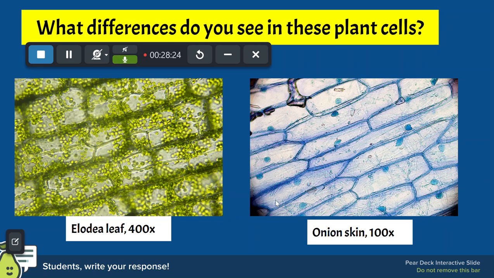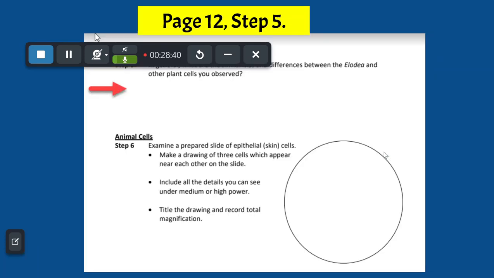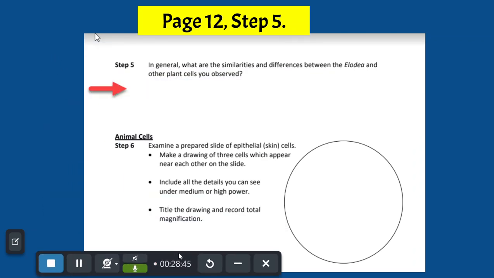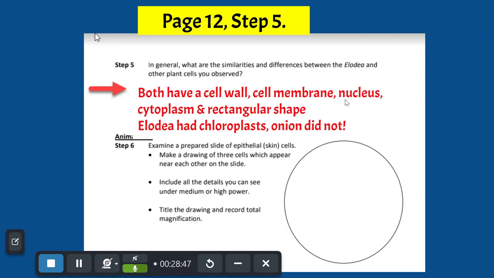And if we want to think about differences, well, our Elodea is green and our onion skin is not green. And our Elodea has a bunch of stuff inside each one of these cells that's very visible. The onion skin is sort of more bare, right? There is stuff in there. It's just not a bunch of chloroplast. So that's one of the things that we're going to say in page 12. We're going to say both of those cells have a cell wall, a cell membrane, a nucleus, and cytoplasm. They both have roughly a rectangular shape, but Elodea had chloroplasts and onion did not.